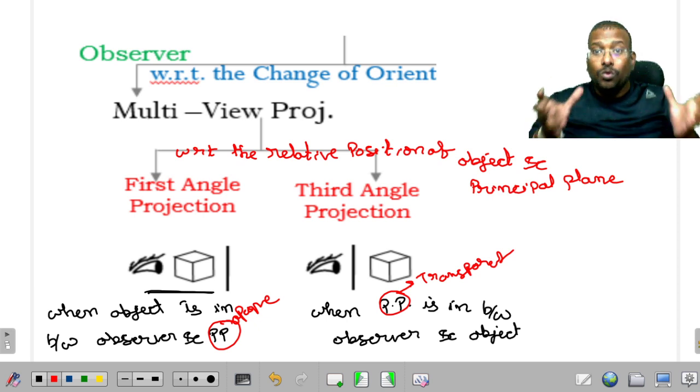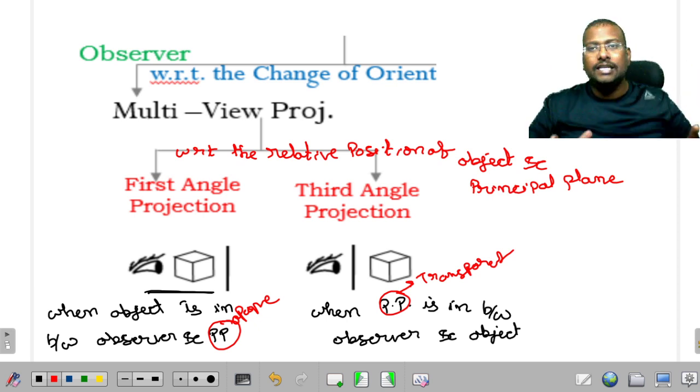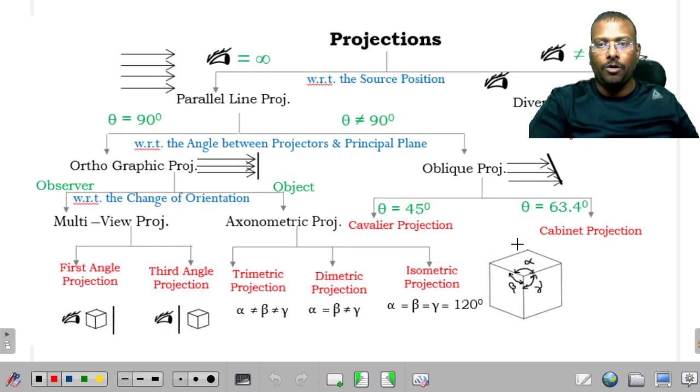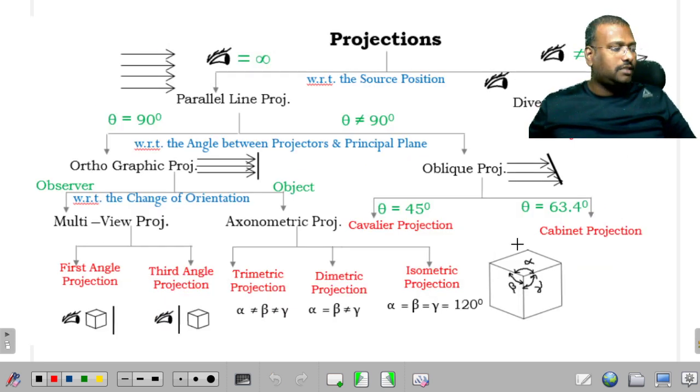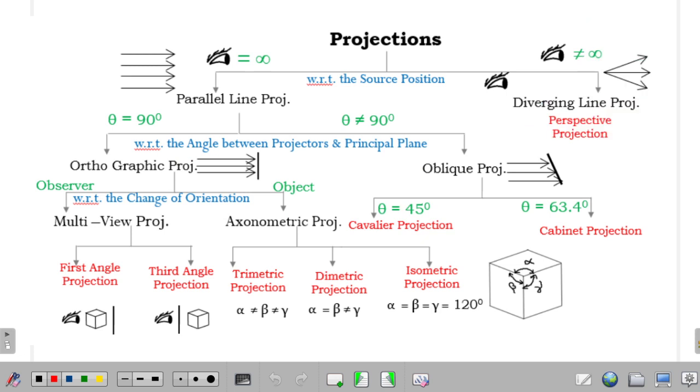These are the points you have to remember in the entire classification of projection. So again I am going to place the entire classification of projection here. Just have a look at it. If you are aware of this particular sheet, you can answer the various characteristics of the classification of projection. It is one of the most important things in drawing.